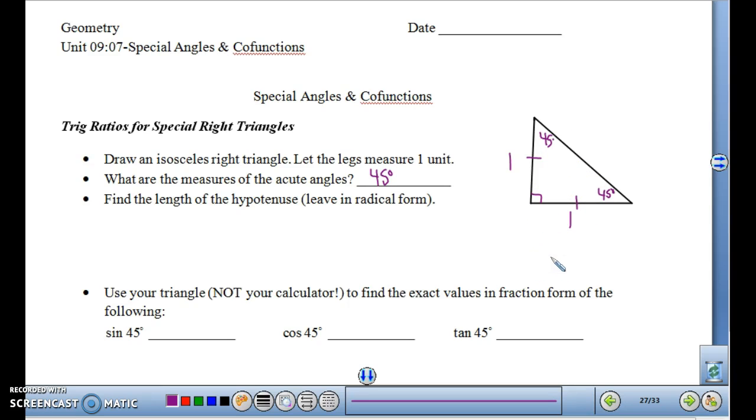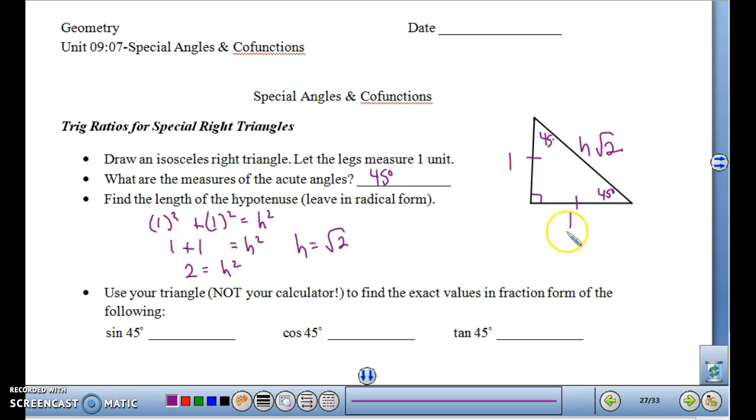45-45-90, sometimes it's called. All right, now, what is the length of the hypotenuse? Well, the hypotenuse would be right here. And how do you find the length of the hypotenuse? Well, why don't we just use the Pythagorean Theorem? Leg squared plus leg squared equals hypotenuse squared. It says leave it in radical form. So 1 squared plus 1 squared is equal to h squared. So 1 plus 1 is h squared. 2 is equal to h squared. So that means that h is equal to the square root of 2. So this is the square root of 2.